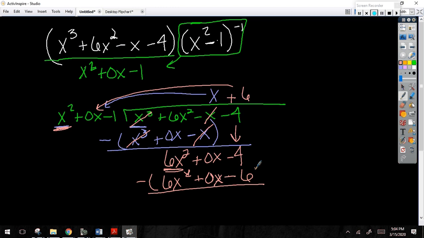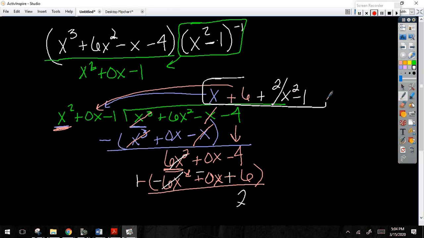All right, so now I subtract. And again, I didn't do it before, but you can do a same change everything kind of deal. These cancel. Negative 4 and 6 would leave me with 2. So here my remainder is 2. And again, I put it over what I divided by. And that's long division.